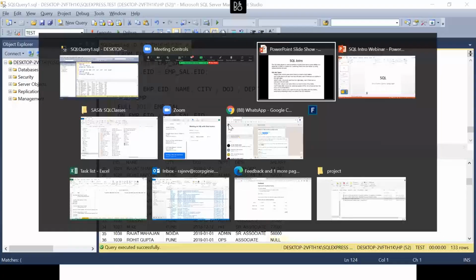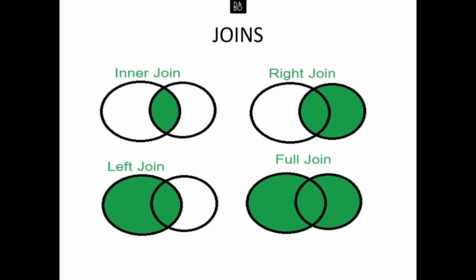And to remember this, it's very simple. You just remember this image over here: inner join is common between the two tables, right is all from right, matching from left, left is all from left, matching from right, full is all from both.